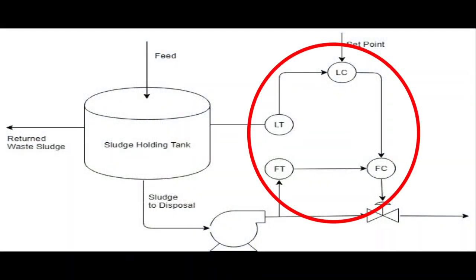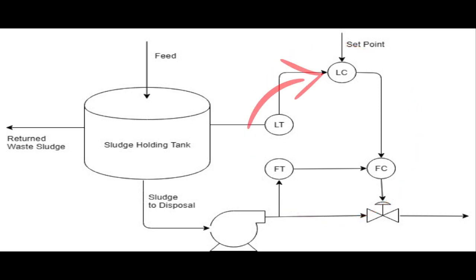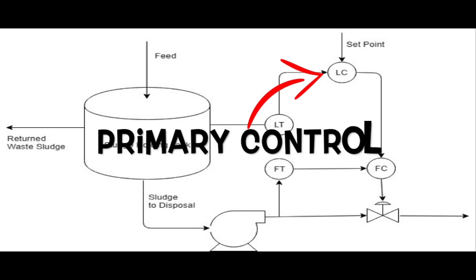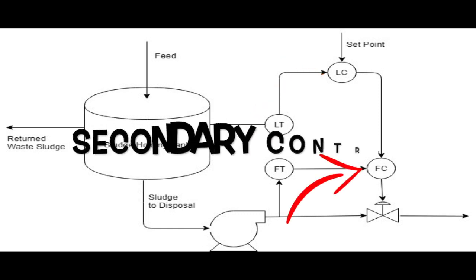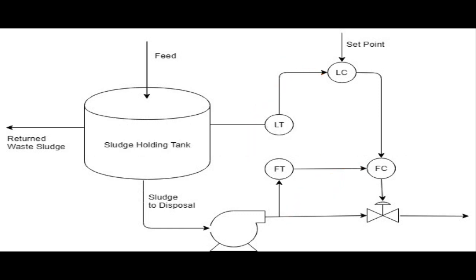Cascade control is being introduced for the new process control in the sludge holding tank. There are two controllers and two measured variable sensors. The level control is the primary control, while the flow control is the secondary control. The primary controller is the one that drives the set point, and the secondary controller is the one that receives the signal from the set point. The final control element is the valve for the sludge disposal outlet.